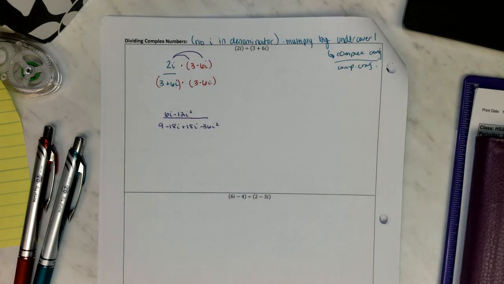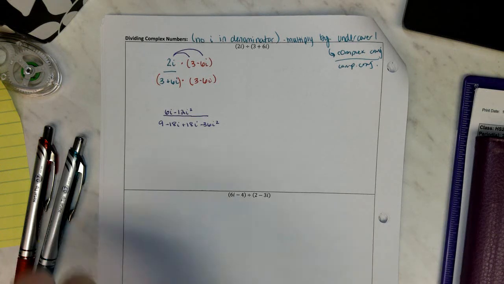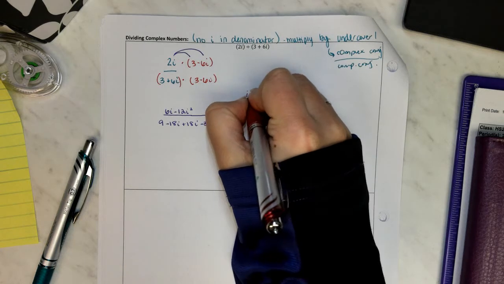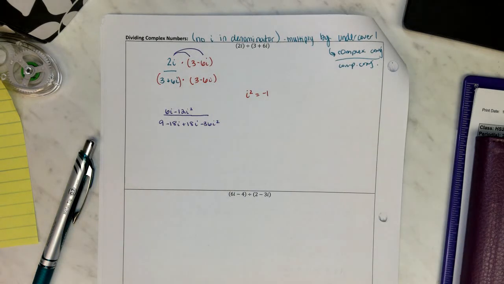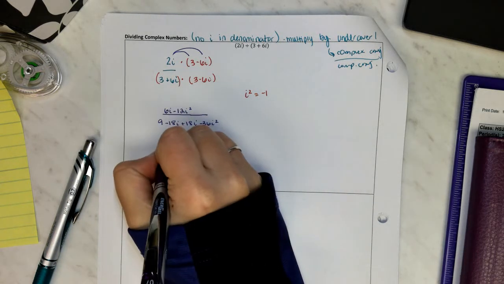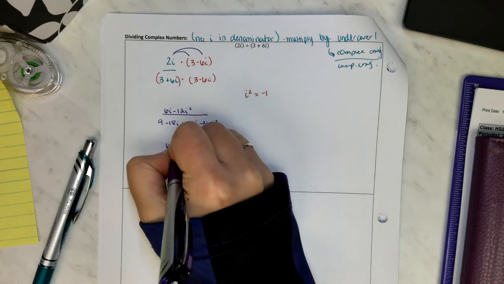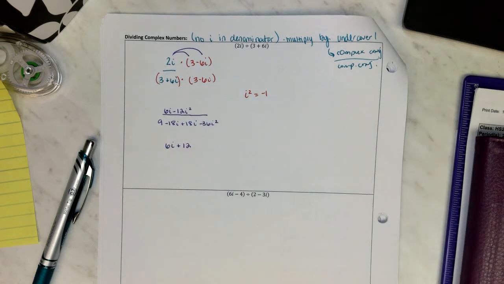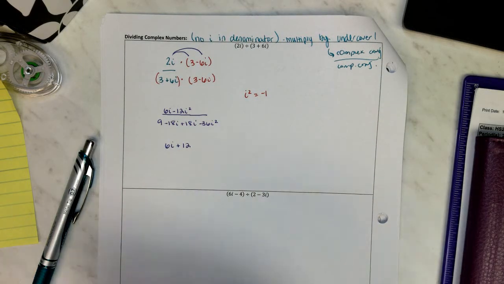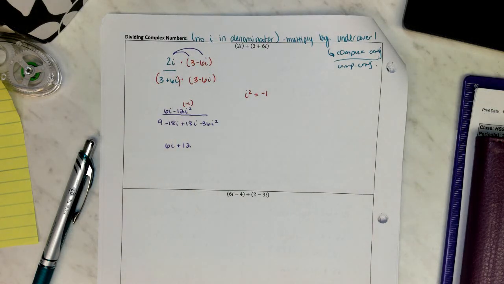And now what we're going to have to do is, on the top where you see that i squared, you're going to make that negative 1. Because remember, i squared equals negative 1. So what we have on the top is 6i minus 12 times negative 1. We'll turn it into positive 12. And I'll write that in right up here, because that's the same thing as writing negative 1 there.